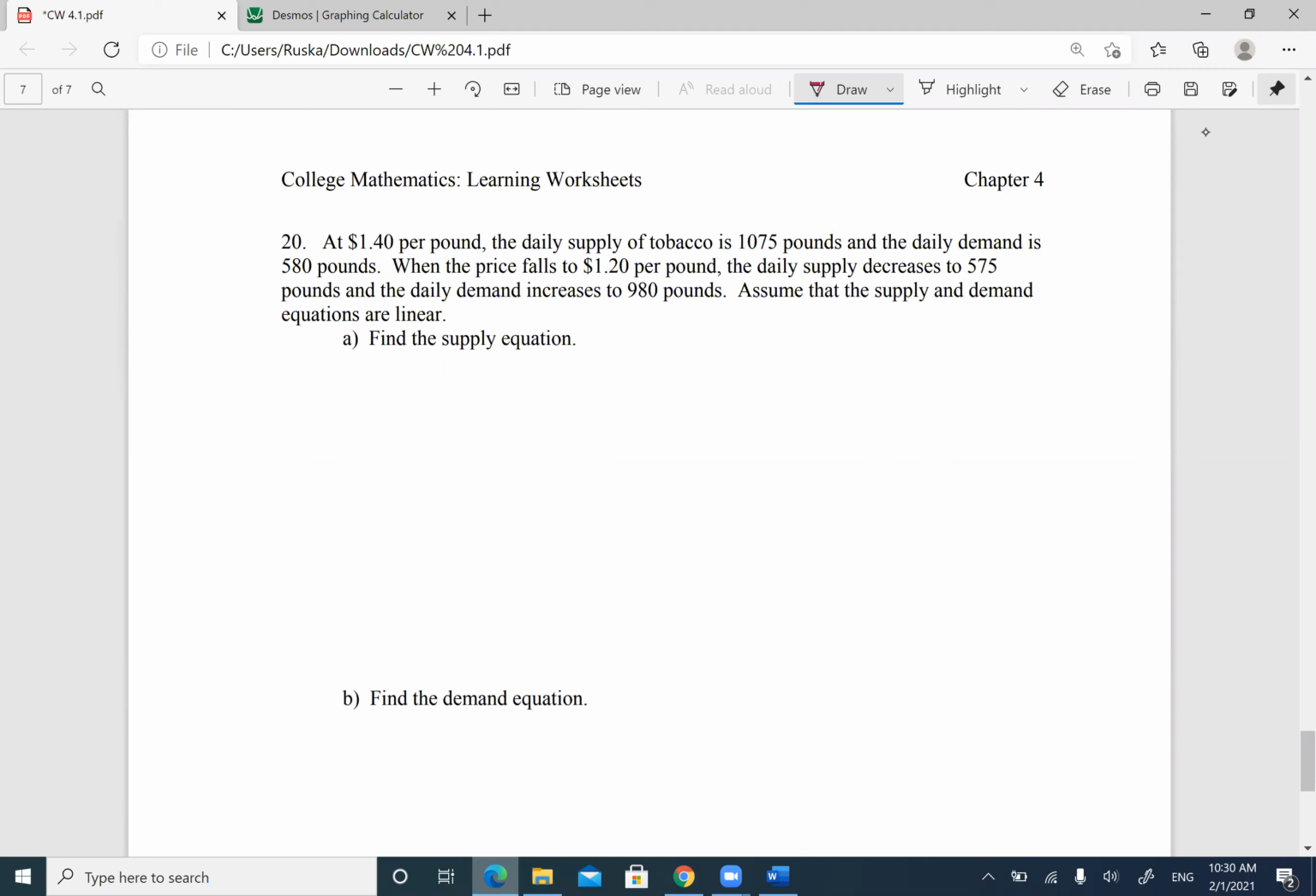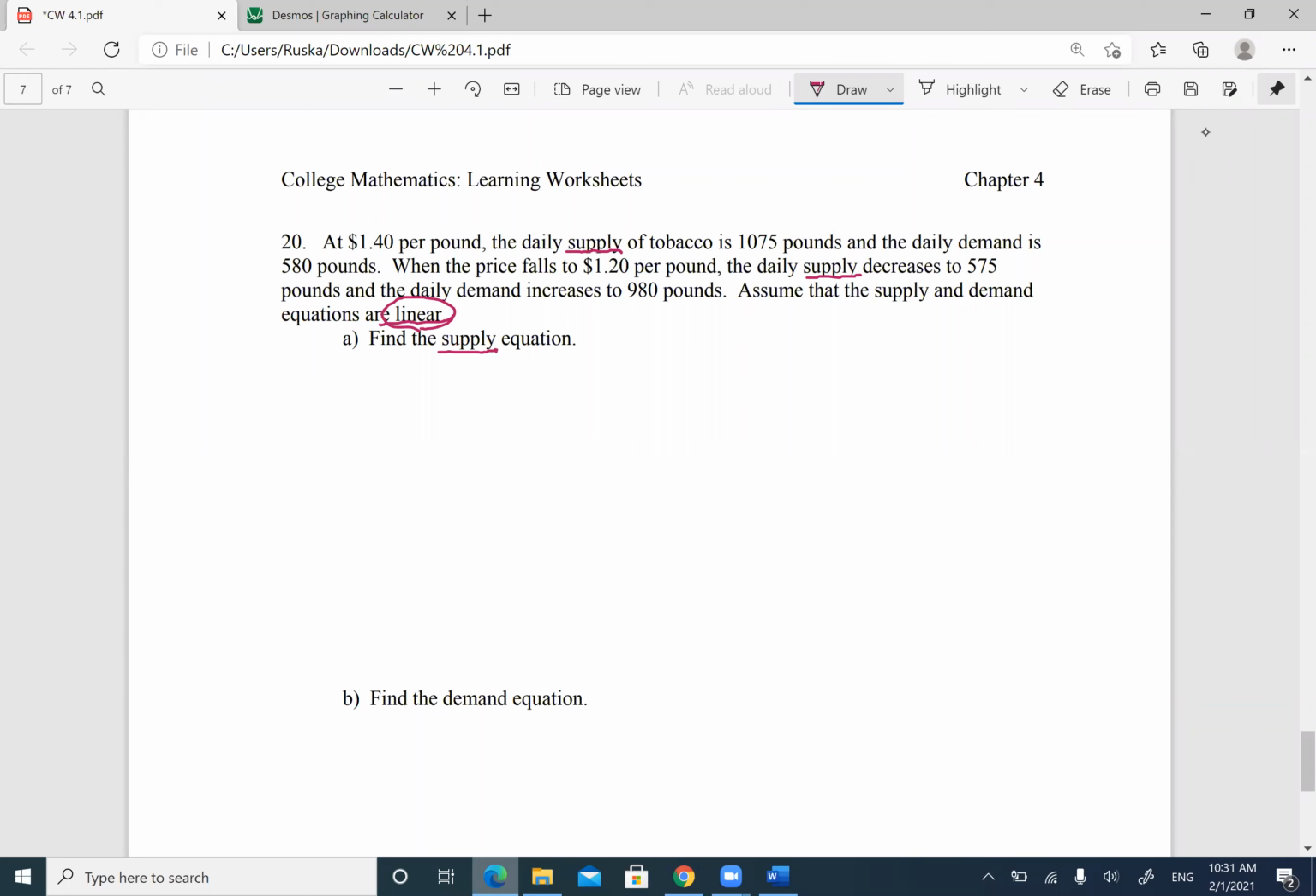You're gonna find the supply equation first. So at 140 per pound, the daily tobacco supply is 1,075 pounds, and the daily demand is something else. And then when the price was 120, the daily supply decreased to this, and the demand is also something else. So we're going to use the information only for the supply. Okay, so they have the demand, they are linear equations. So that is important, they're linear. So you're going to use the equation of a line.